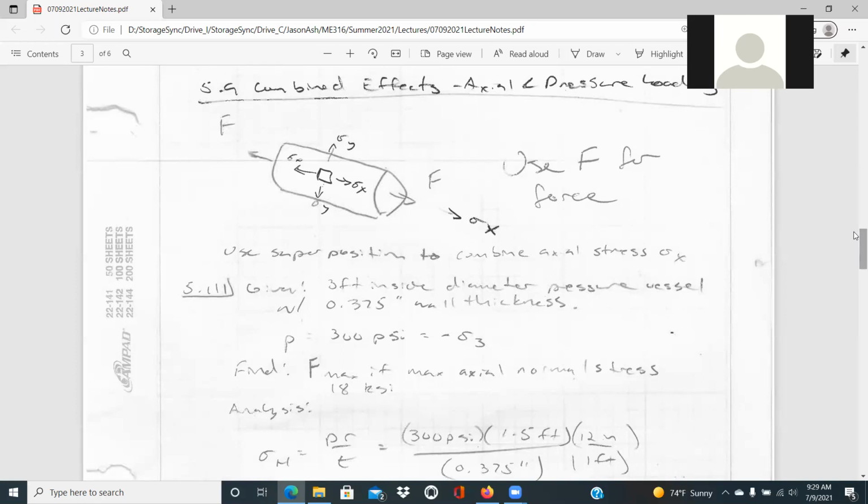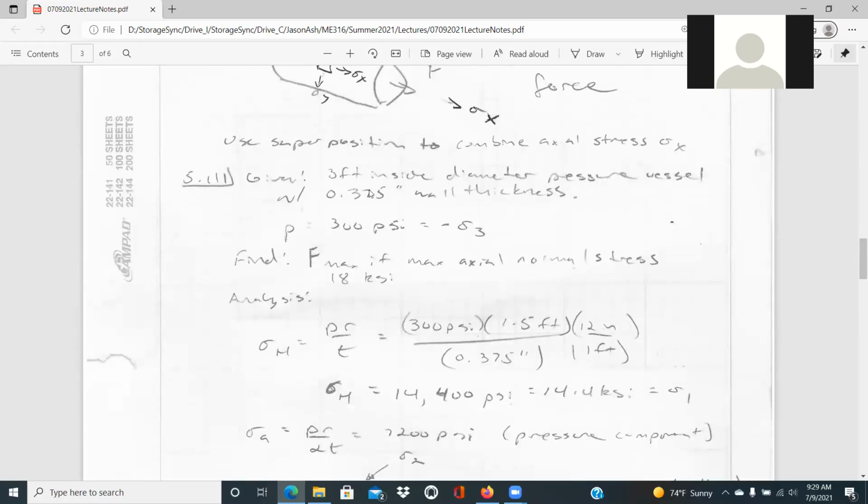But anytime you're dealing with combined effects, all you really need to use is superposition to combine the axial stress component. If we have a pressure vessel, that's going to create our axial stress in the X direction and our hoop stress in the Y. But then a force added to that is going to combine and add an additional stress in the X direction.